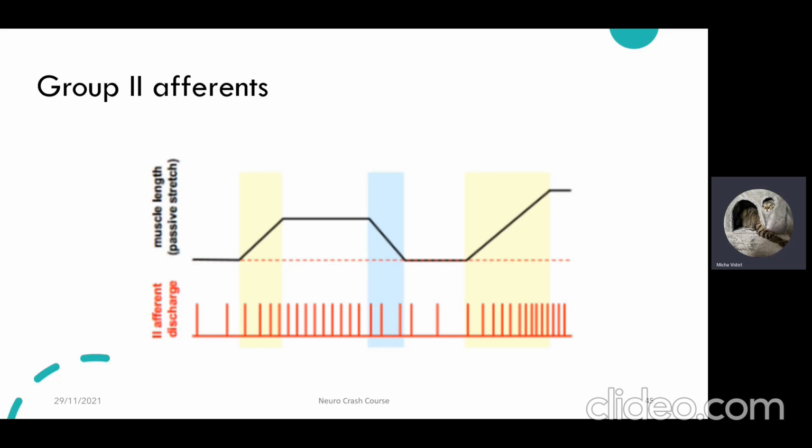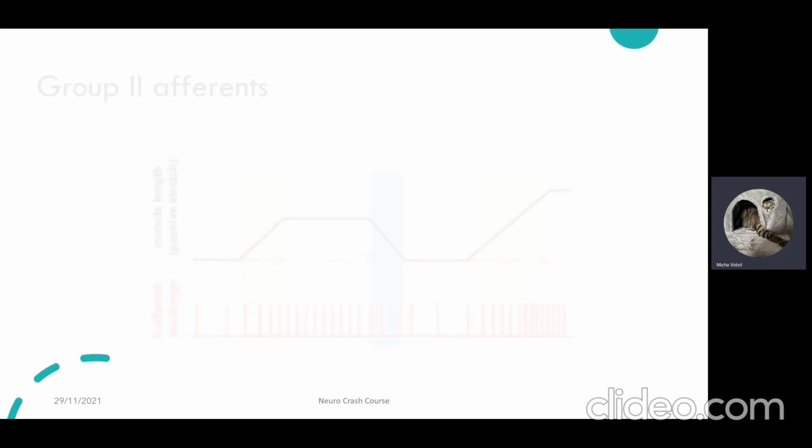Improperly controlled type 2 arcs can be treated by suppressing the group 2 reflex with alpha 2 agonists such as tizanidine. It's the group 2 afferents where, if you have that loss of upper motor neuron control, it will cause hypertonia because nothing is interfering with the group 2 afferent anymore.